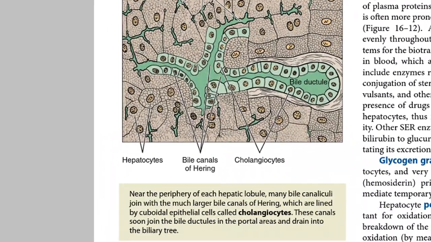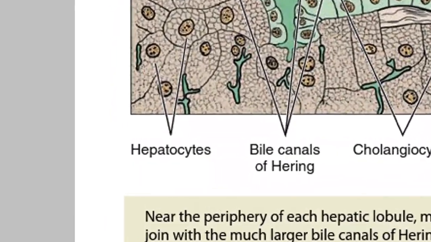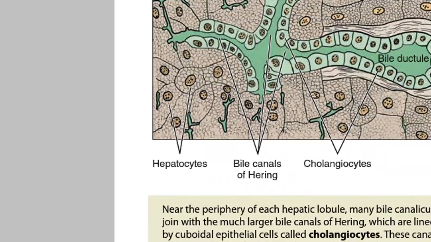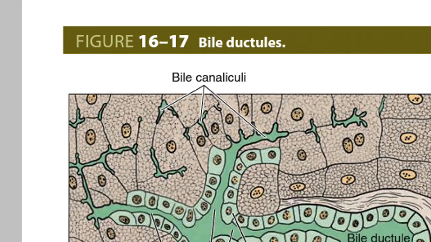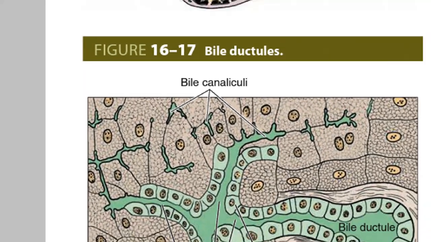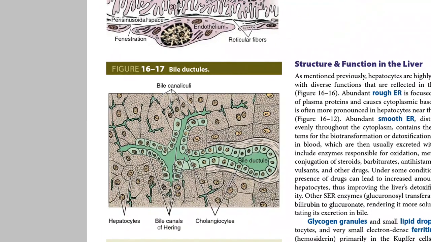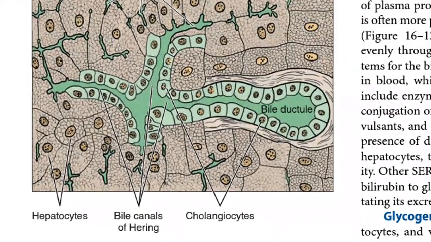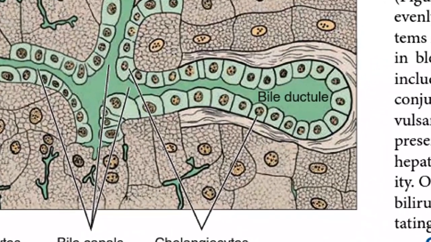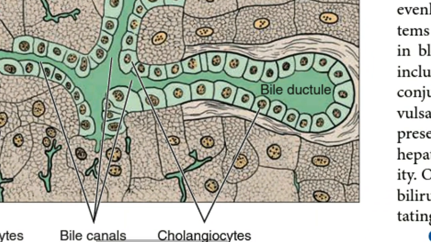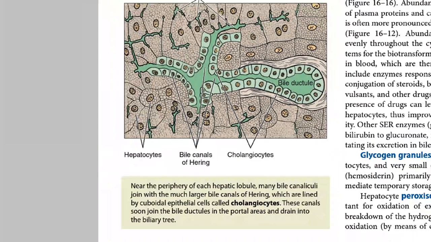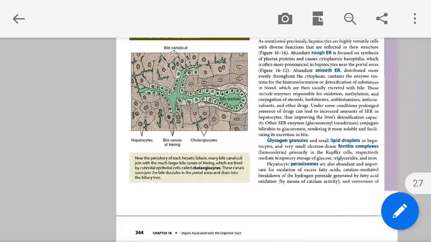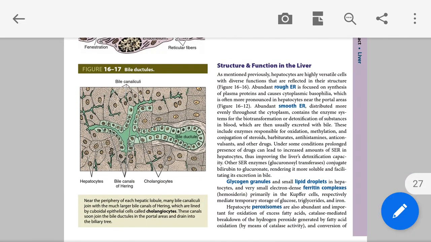See, hepatocyte cells are shown. These are the hepatocyte cells, and bile canaliculi, and bile canaliculi open into the bile ductule, and bile ductules merge together and form the bile duct. So you go through all the names. Okay.